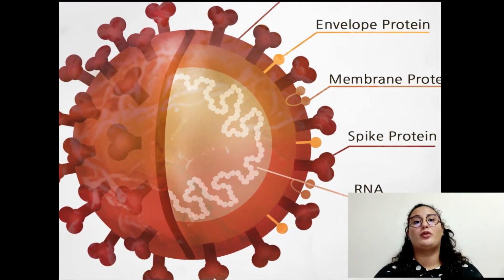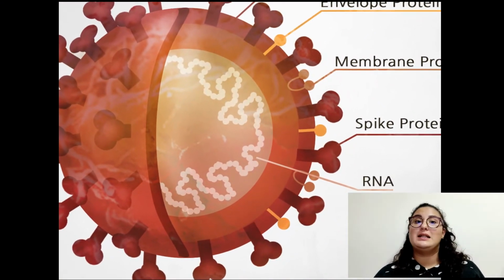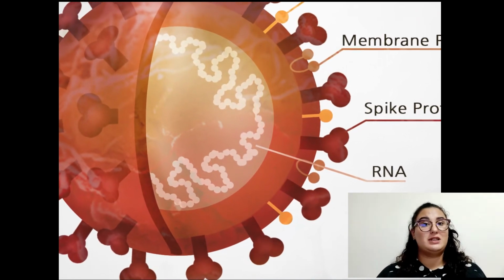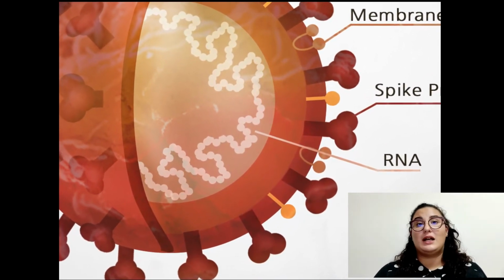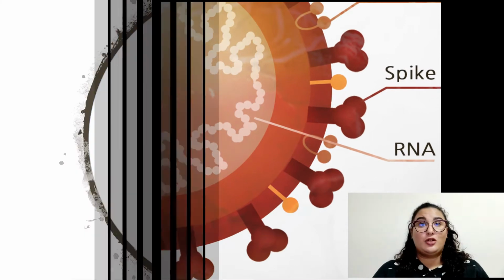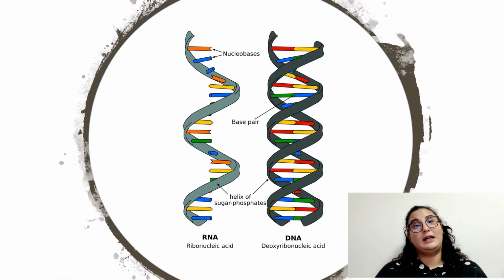COVID-19 is a type of coronavirus. This basically means that the outside of the virus looks like a crown. Coronaviruses have RNA instead of DNA. The main difference between RNA and DNA is that RNA is single-stranded, while DNA is double-stranded. In RNA, the nucleotide building blocks have a different sugar than that found in the DNA building blocks.